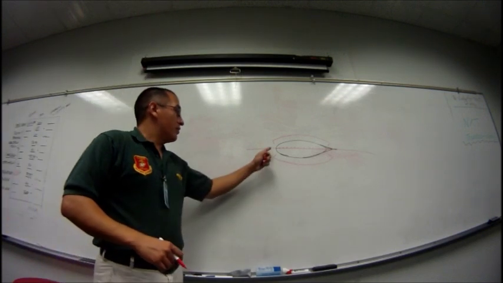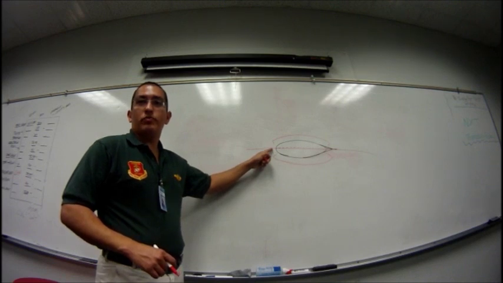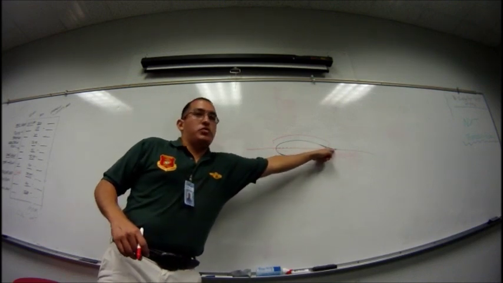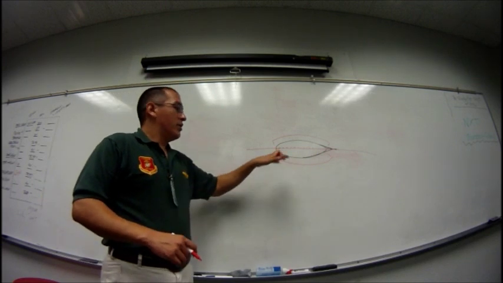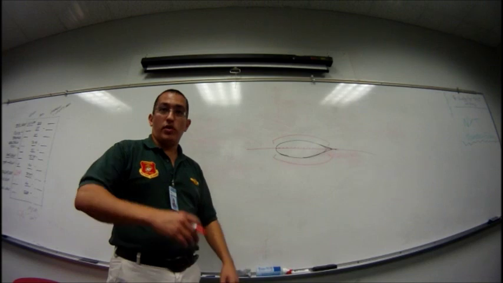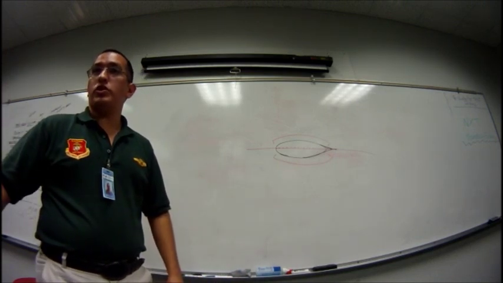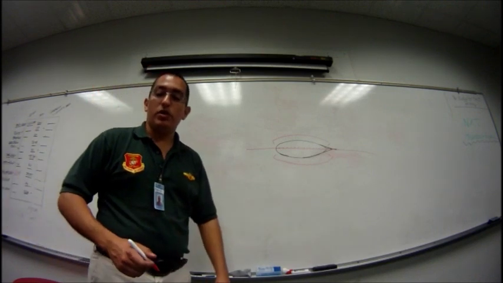Okay, so then this part of the wing right here is known as the what edge? Leading edge. Okay, leading edge. Good. This is the trailing edge. All right, now the part of the wing that connects to your fuselage is known as the wing root. And the part of the wing that's away from the fuselage? Wingtip. Okay, good deal.